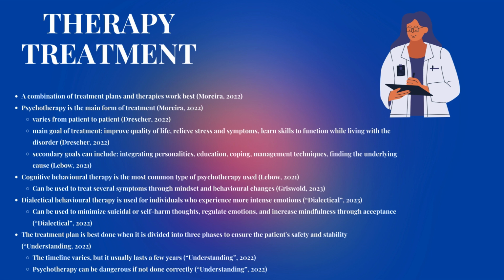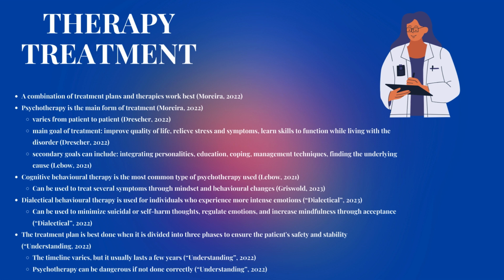Treating anyone with dissociative identity disorder can be difficult and requires careful planning, therefore treatment is best done in a phased approach to ensure that the individual is not too overwhelmed. The main focus throughout the treatment is stability. Therefore, the timeline of the treatment can vary depending on the case, but it typically lasts several years, which is much longer than any other disorder.